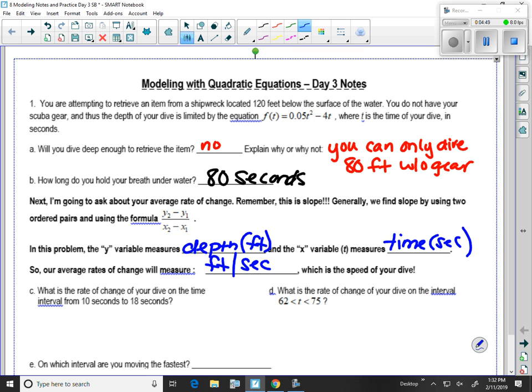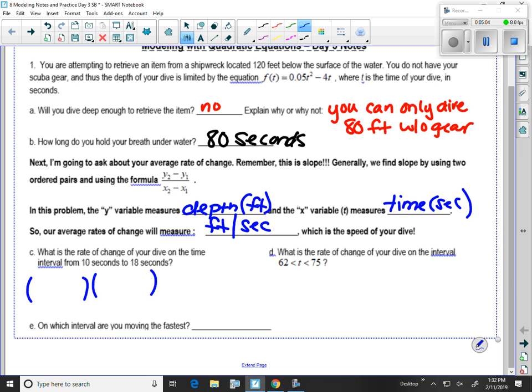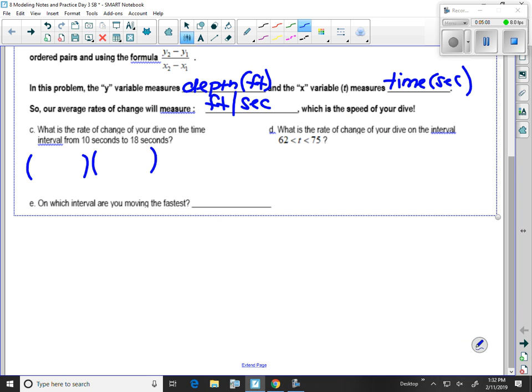Okay, part C. What is the rate of change of your dive from 10 seconds to 18 seconds? Now, I want you to think about what values they are giving you. Are they giving you X or Y values? They're giving us both X and Y.